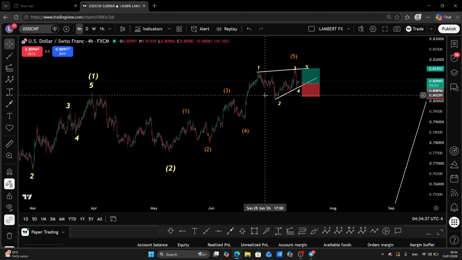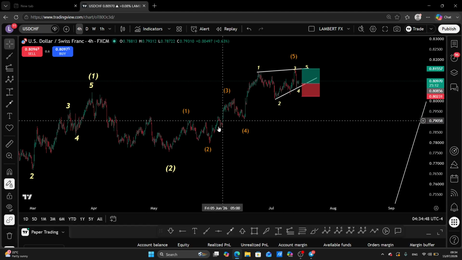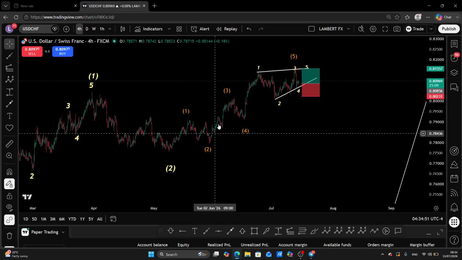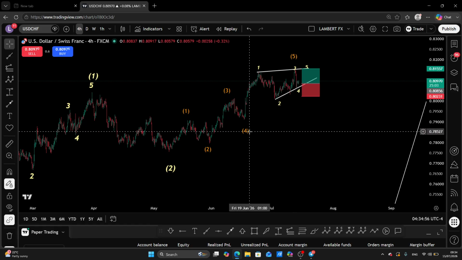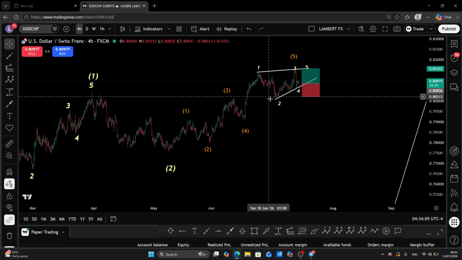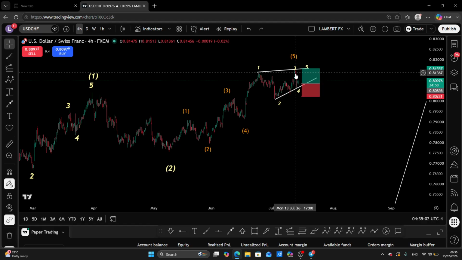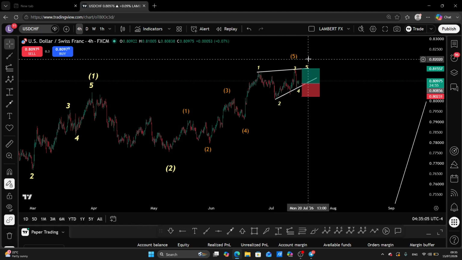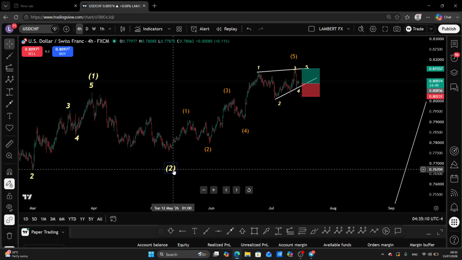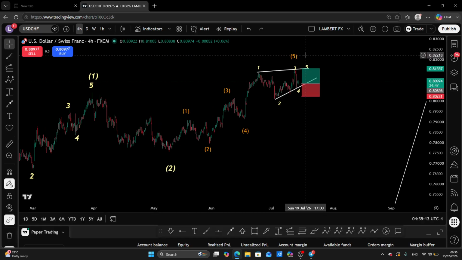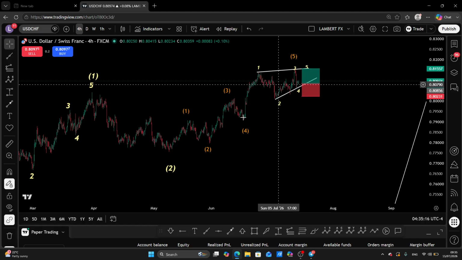So ending diagonal, you can find an ending diagonal in your leg 5 or your leg C. So leg 5 of an impulsive move, or leg C of a corrective pattern. All right. So after the 2, we have a 1, 2, 3, 4, and then we're looking for a 5. Okay. So after the 4 here, we pushed off for 1, for 2, for 3, for 4, and then we need a push up for 5 to finish this first leg up for our 1 of 2.